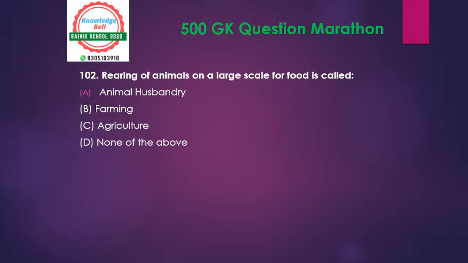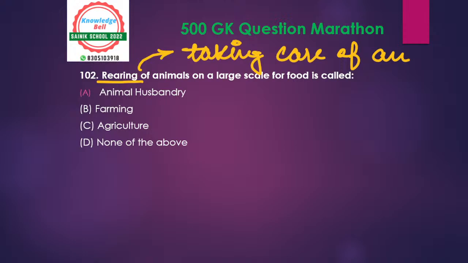Question number 102. Rearing of animals on a large scale for food is called animal husbandry, farming, agriculture, or none of these. Rearing of animals on a large scale. Rearing, if we have to define this word rearing, हम क्या कह सकते हैं? Rearing is more like taking care of animals. Okay, rearing is what? Rearing is taking care of animals on an extremely large scale.